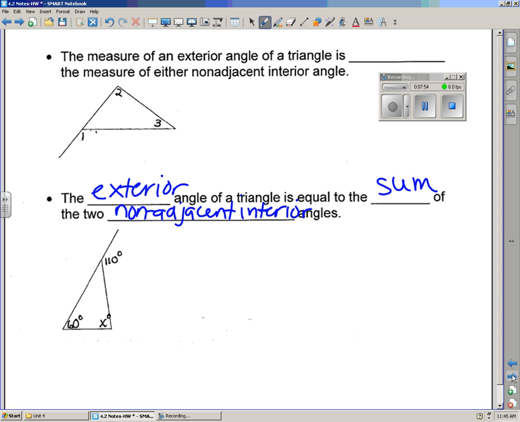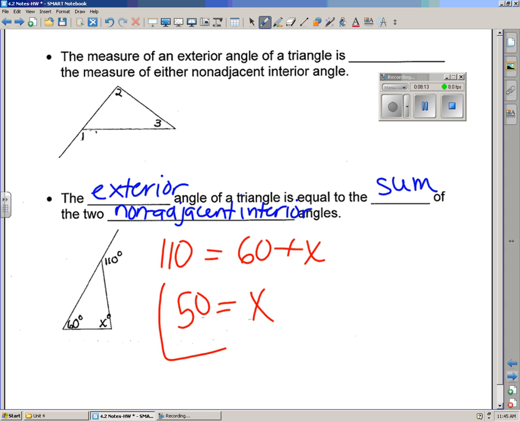So one way you could do this particular example is find the supplement of 110 and then figure out what x is going to be. Or if you use this new theorem, you could say, well, 110 is equal to the sum of the two non-adjacent interiors. And then x, when I subtract 60 from both sides, is in fact 50 degrees. Okay? Notice also, and I'm going to put 50 in here, notice also the bullet above it.